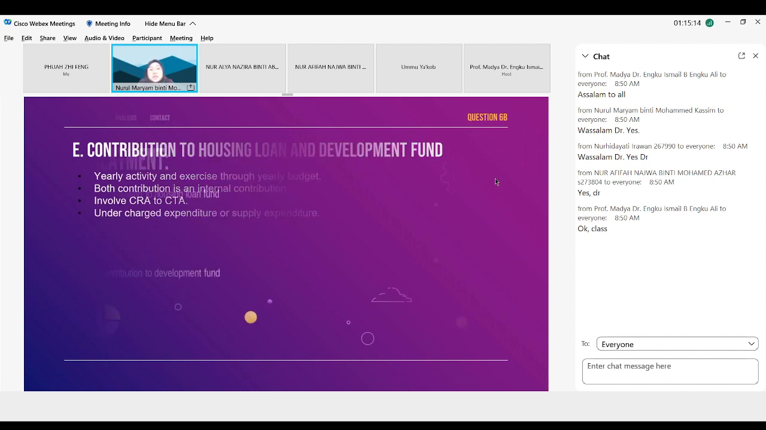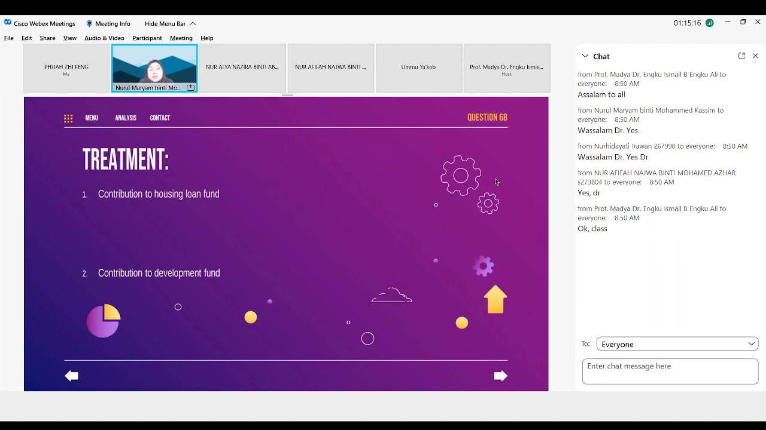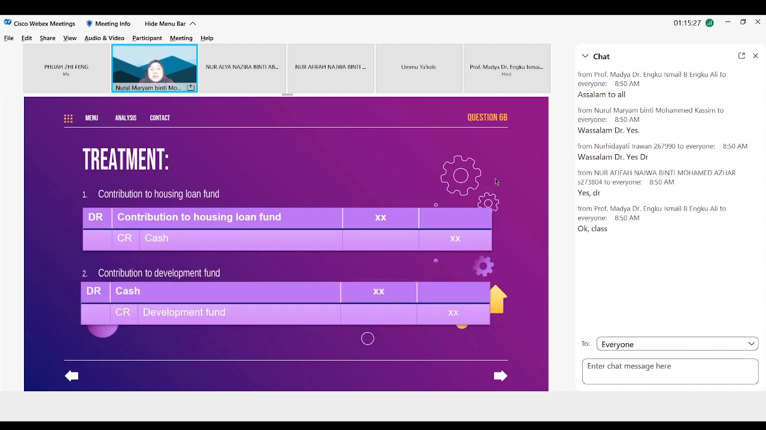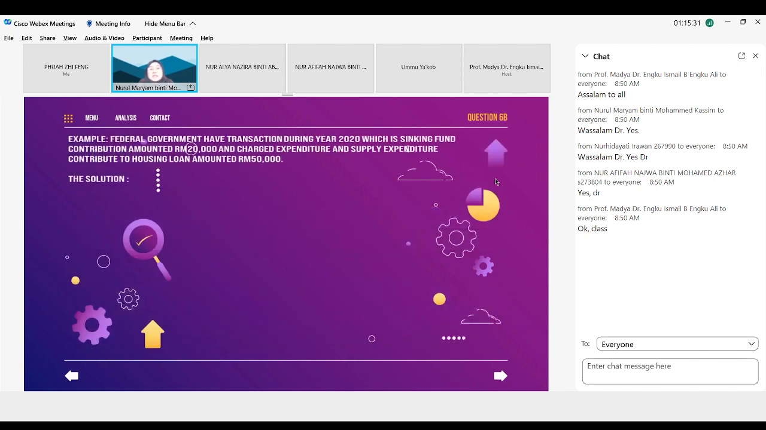Now let's move to the treatment. There are two treatments. First, contribution to housing loan fund: debit contribution to housing loan fund and credit cash. The second one is contribution to development fund: debit cash and credit development fund. Now let's see the example. The federal government had transactions during the year 2020, which are sinking fund contribution amounting to RM20,000 and charge expenditure and supply expenditure contribution to housing loan amounting to RM50,000.